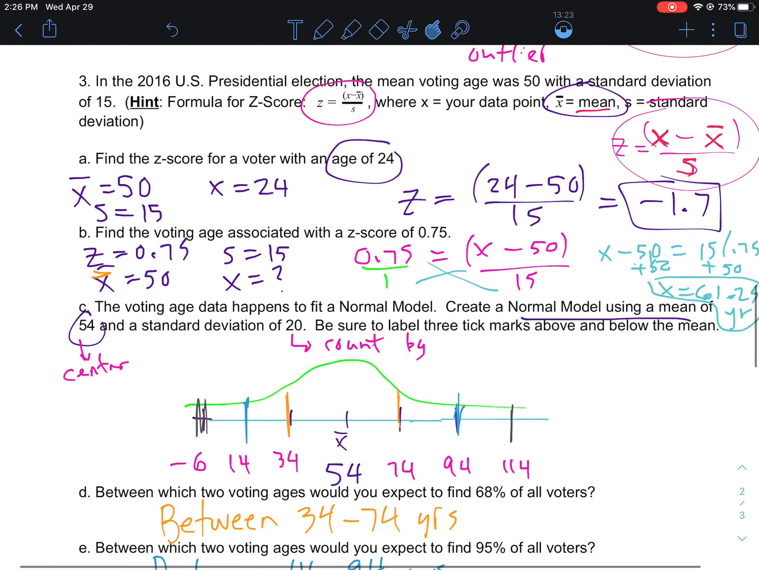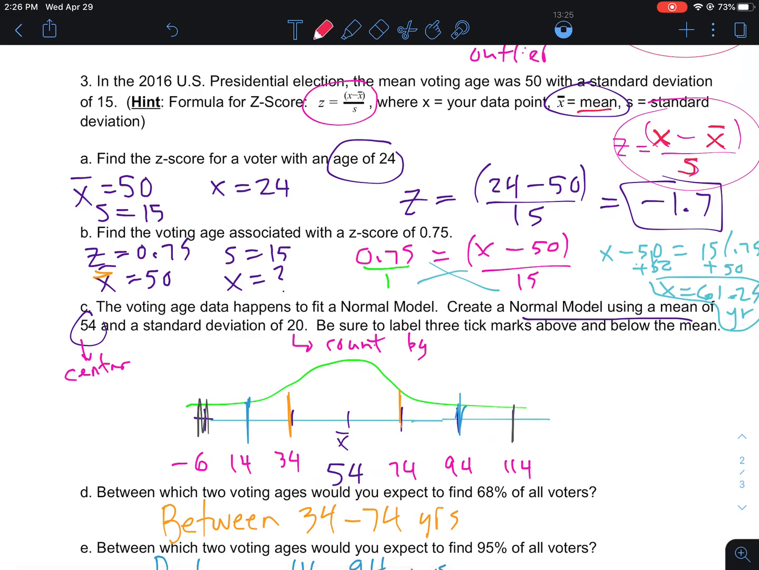So for instance, what they're saying right here is voters in the U.S. election 2016, the average age was 50 with a standard deviation of 15. So what they're saying is if someone was 24 years old, were they above or below average, and by how much? Well, first of all, if 50 is the average, I think we can all agree a 24-year-old is less than average. They are below average. And what that means is you'll get a z-score that is negative. If they were above average, like if they were 90 years old, you'd have a positive z-score.